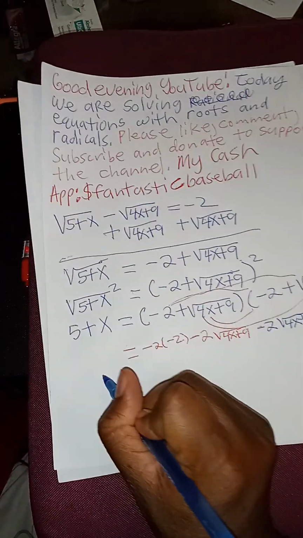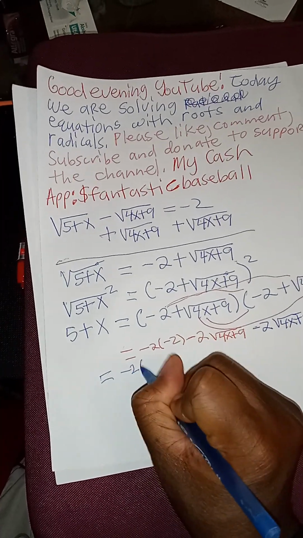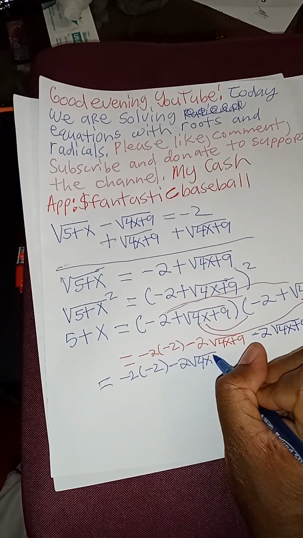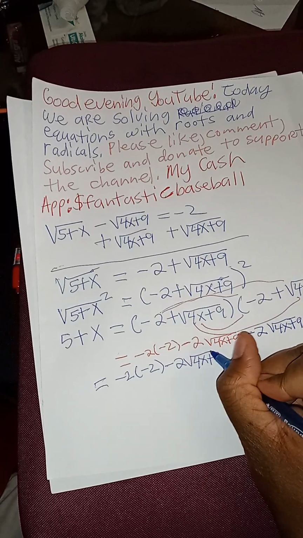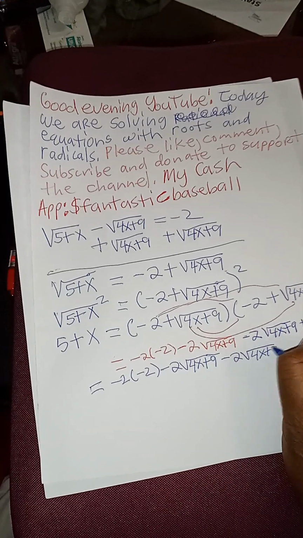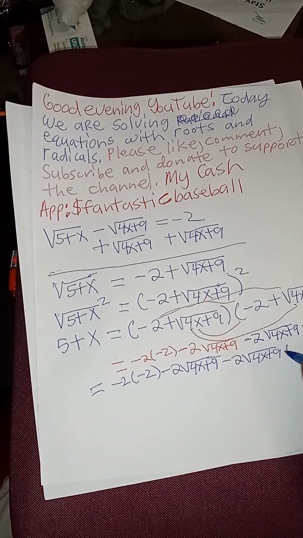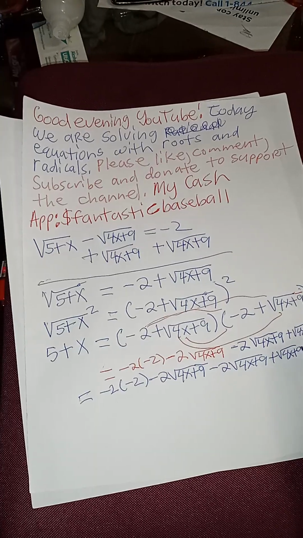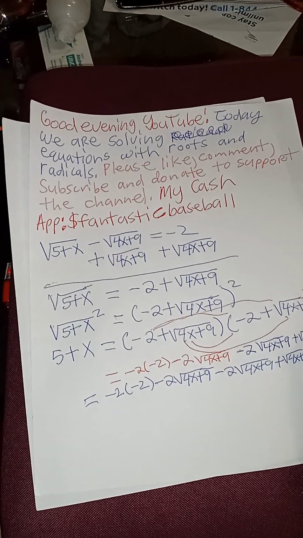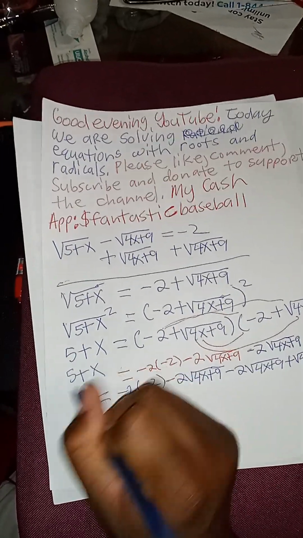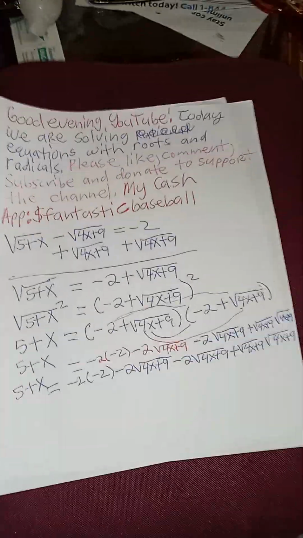Okay, we will rewrite that again. So -2 times -2, -2 square root of 4x plus 9, minus 2 square root of 4x plus 9, then plus square root of 4x plus 9 times the square root of 4x plus 9. And then we bring down the left-hand side of the equation, 5 plus x.